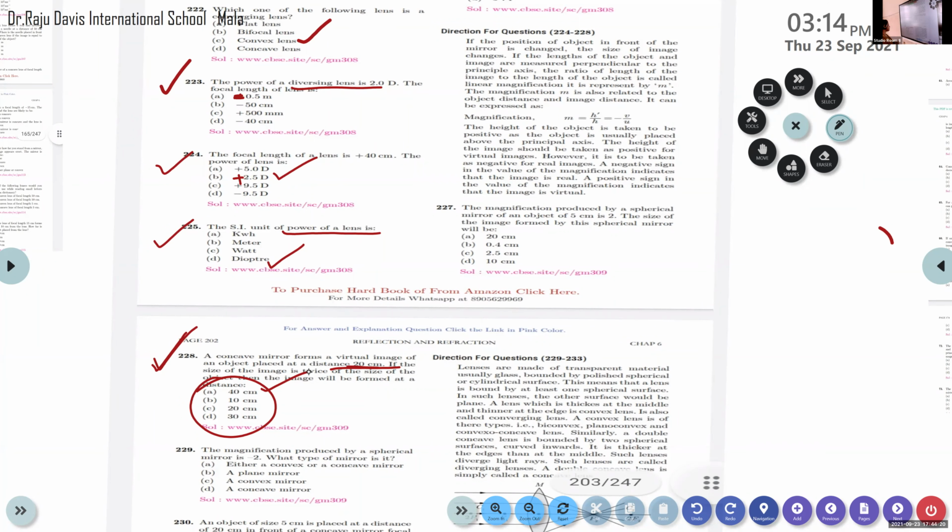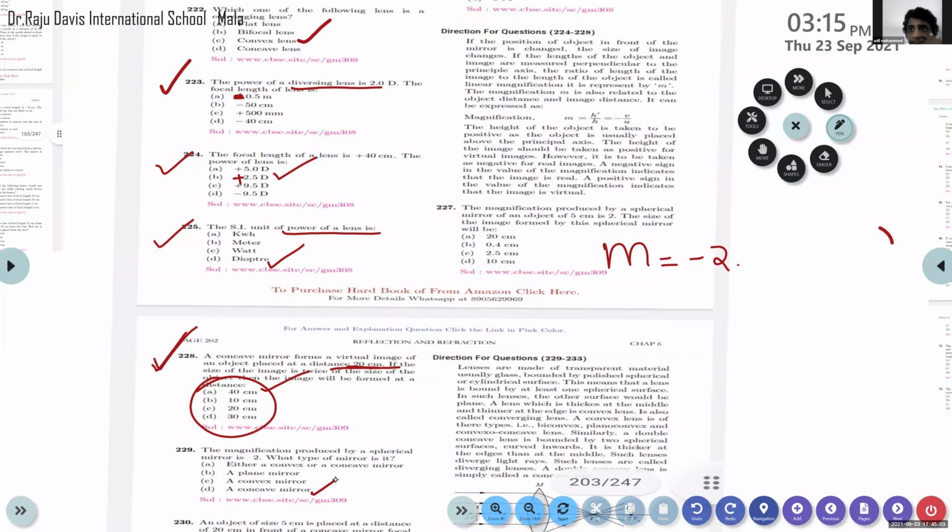The next question, number 229. The magnification produced by a spherical mirror is -2. Magnification m is equal to -2. What type of mirror is it? Either a convex or concave, a plane mirror, a convex mirror, or a concave mirror. Concave mirror. What is the answer? Yes, it's right. Concave mirror.